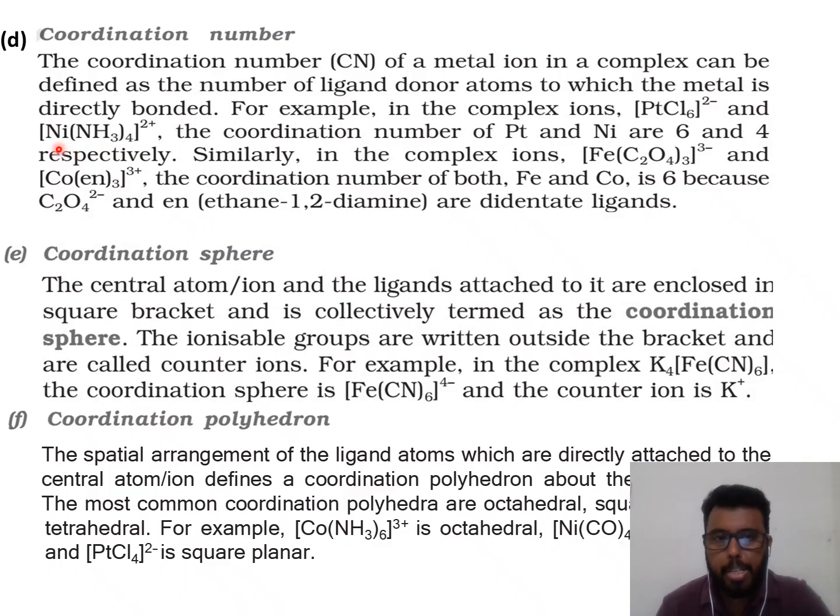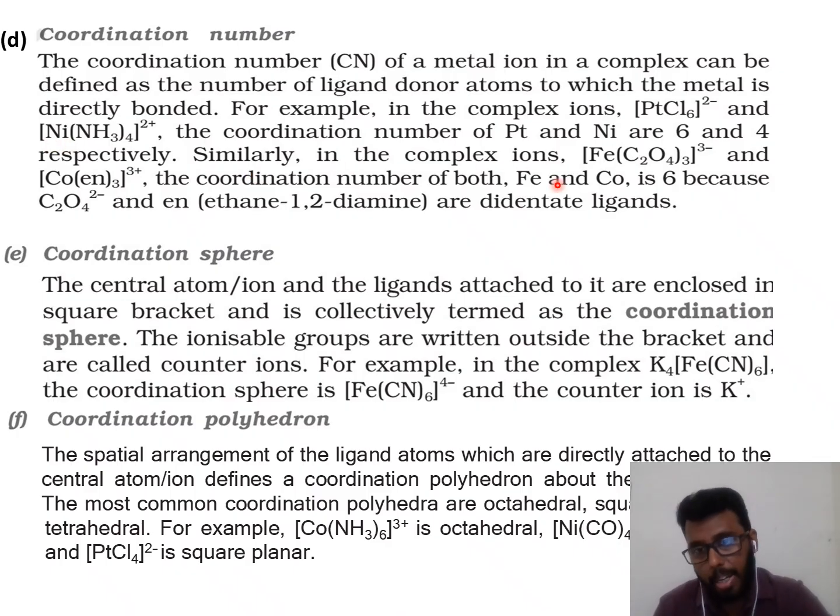And instead of platinum, if you have nickel, and instead of chloride, if you have the amine ligand NH3, then tetraamminenickel 2 plus charge. In this one you can see that 4 ammine groups are attached to the central nickel atom. So the coordination number will be 4 and the geometry will be tetrahedral.